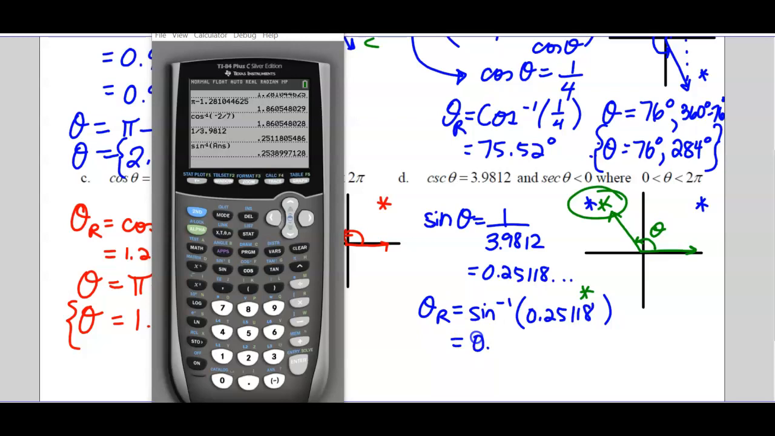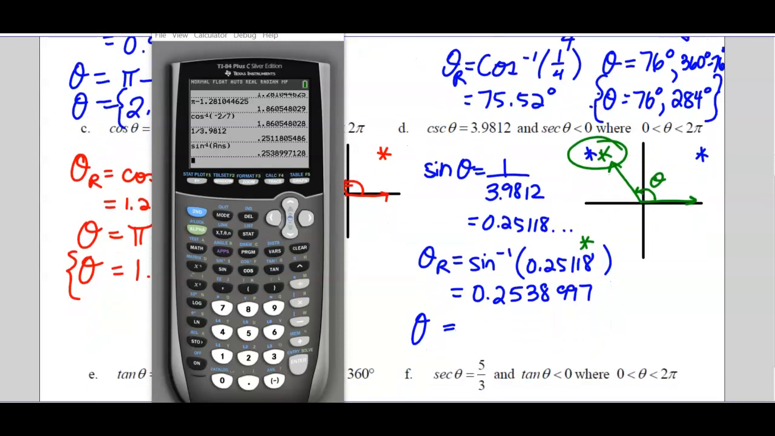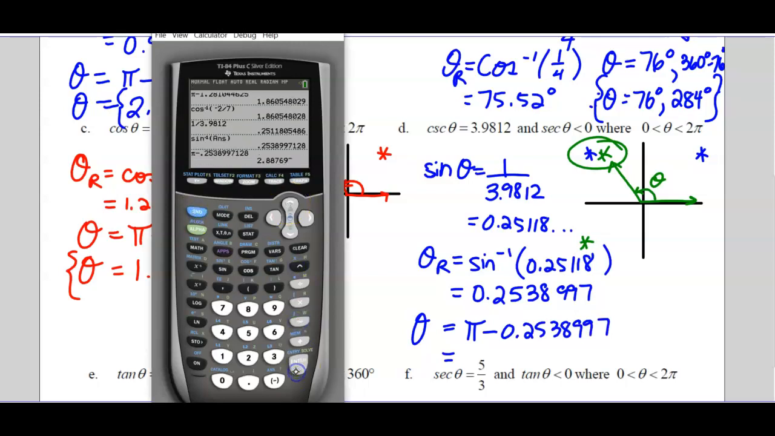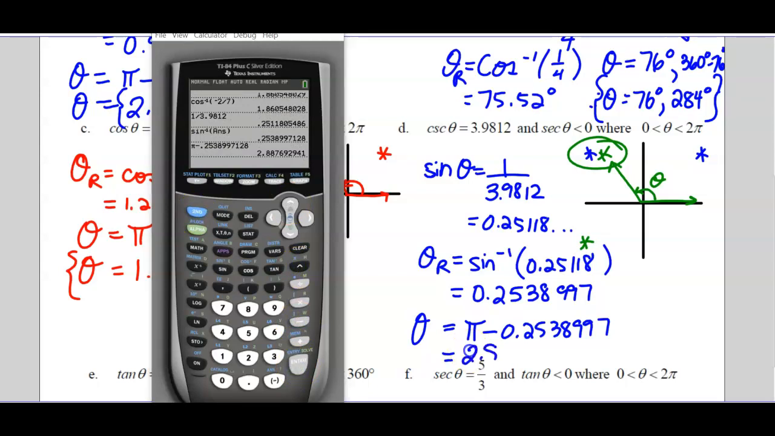Yeah, and it's asking for degrees. Good. Okay, so now my theta will be pi minus that. Rounded. Okay, and again, only one solution because of the two properties that are given there.